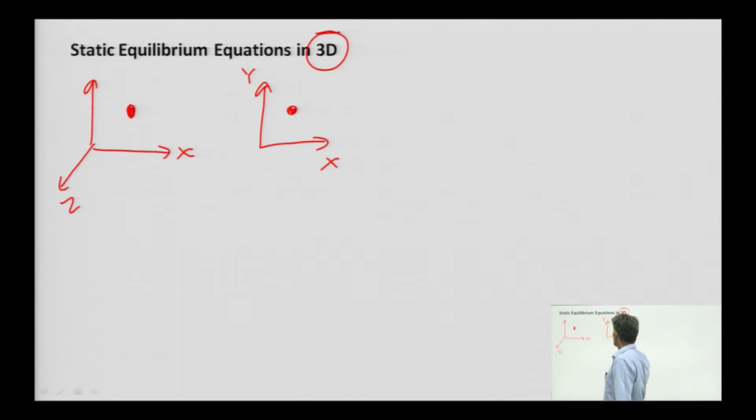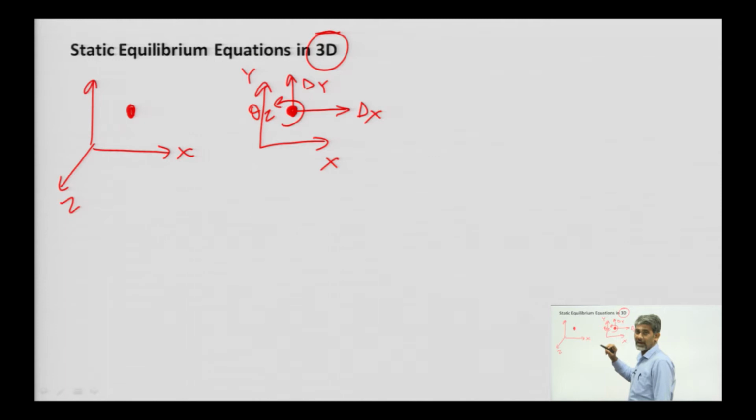So, this point is free to move, say delta x, it is free to move in the vertical direction, say delta y, and it is free to rotate along the axis perpendicular to both. Rotation can be possible. And if this point has to be in a static condition, then delta x, delta y, theta z have to be 0.